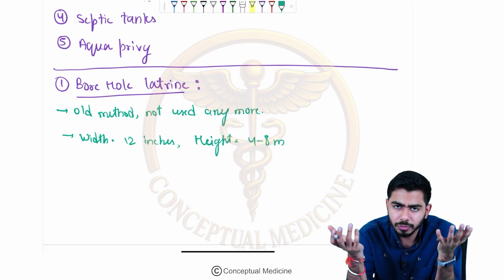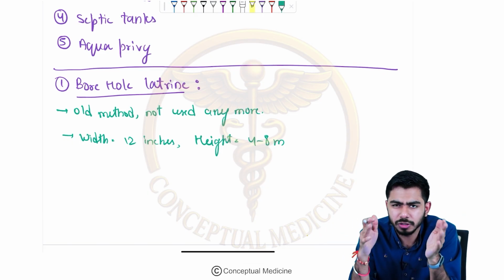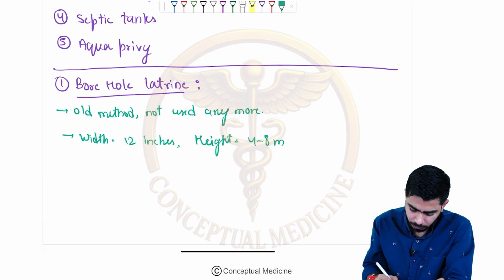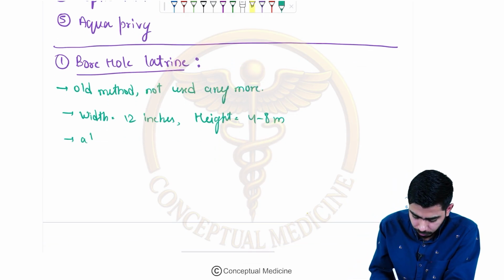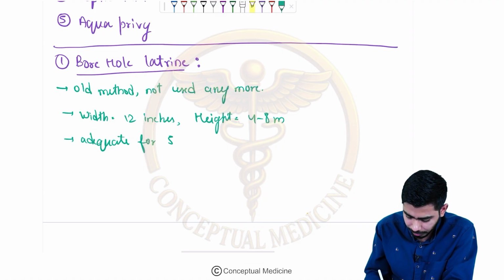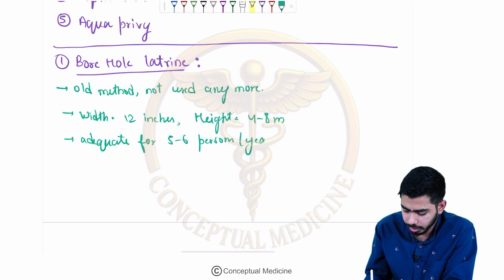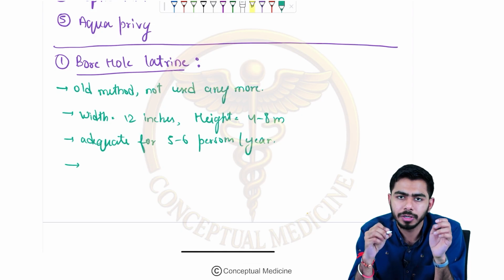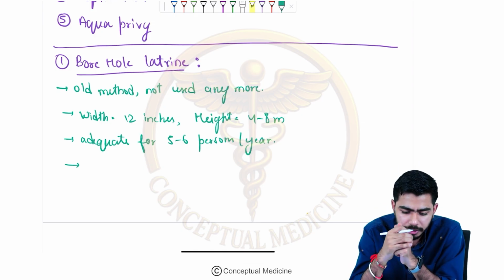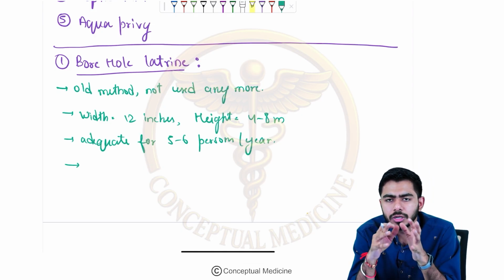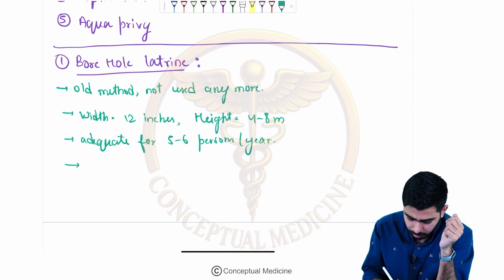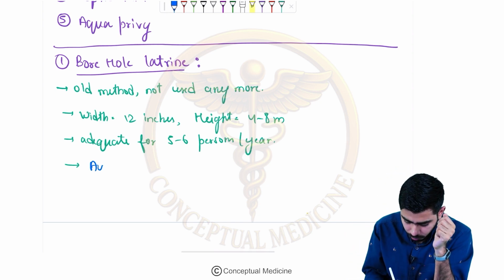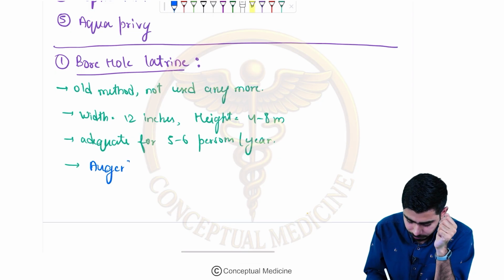And it was adequate for about 5 to 6 persons per year, right? But to dig that particular borehole, we used to need one special kind of instrument, and the name of that instrument was auger. So there was a special instrument, auger.